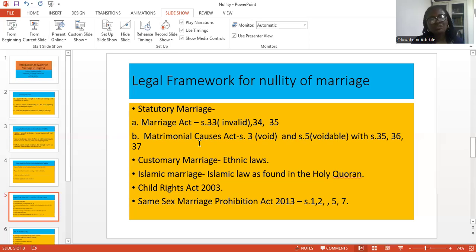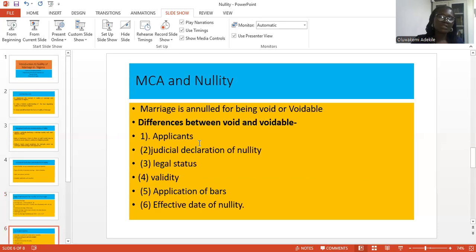Then you have the Same-Sex Marriage (Prohibition) Act 2013, which attempts to regulate the sex of the parties to a marriage by prohibiting and criminalizing same-sex marriage and declaring it a nullity in Nigeria. You cannot celebrate it, and if you celebrate it, it's a crime, and anybody that conducts it has committed a crime. So this is a general statute as well.